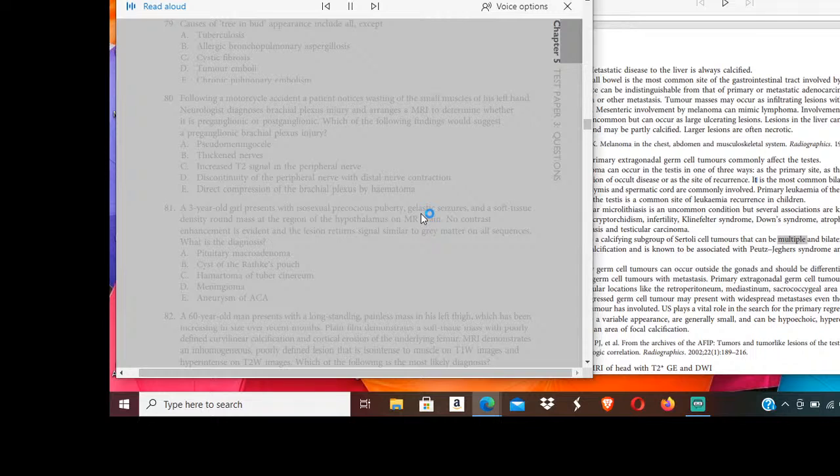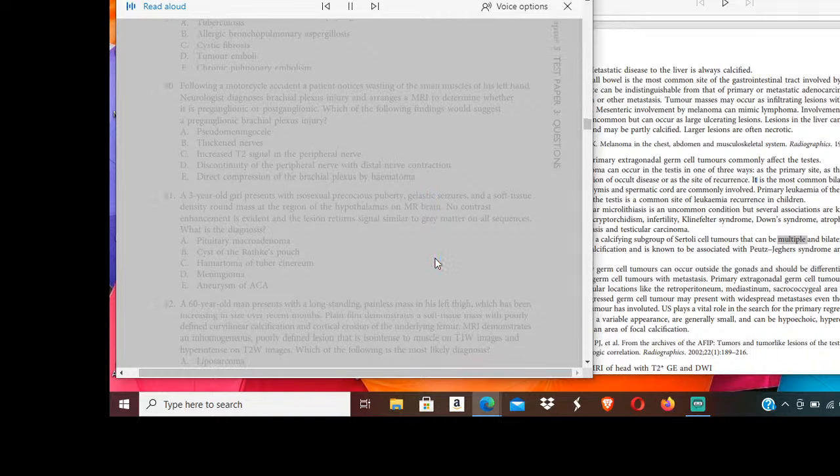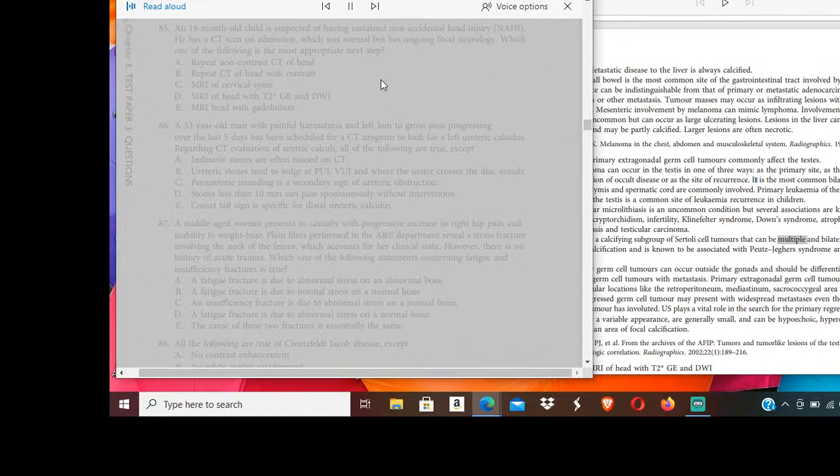Test paper 3, question 85. An 18-month-old child is suspected of having sustained non-accidental head injury, NAHI. He has a CT scan on admission, which was normal, but has ongoing focal neurology. Which one of the following is the most appropriate next step?